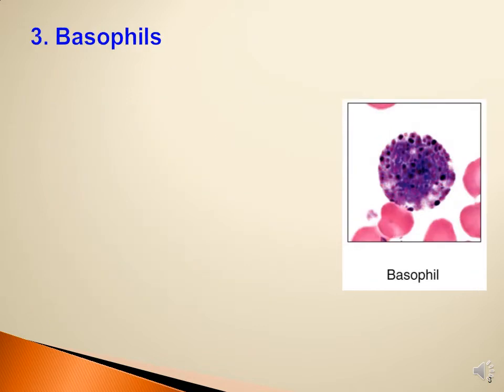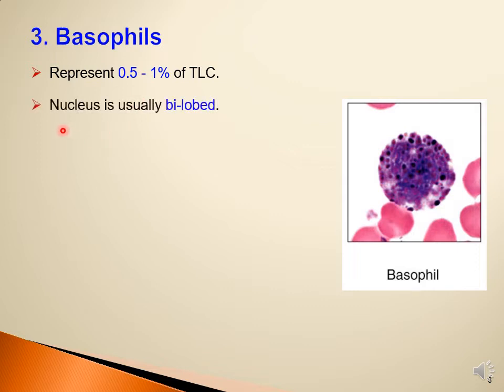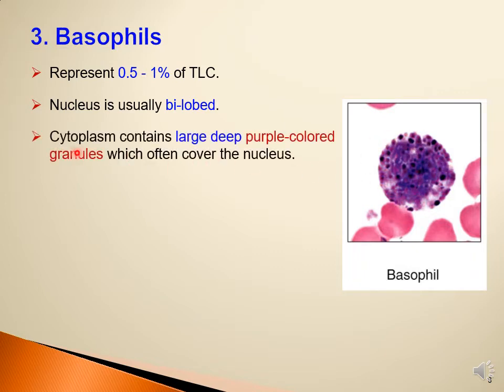Basophils are the least common white blood cells and also the least common among all granulocytes. As you can see here, we have coarse, dark purple granules that can even mask the nucleus. We cannot see the nucleus clearly. They represent 0.5 to 1% of the total leukocyte count. The nucleus is again bilobed, but it is not easy to see the nucleus here. The cytoplasm contains large, deep purple-colored granules which often cover the nucleus, as I explained a few seconds ago.